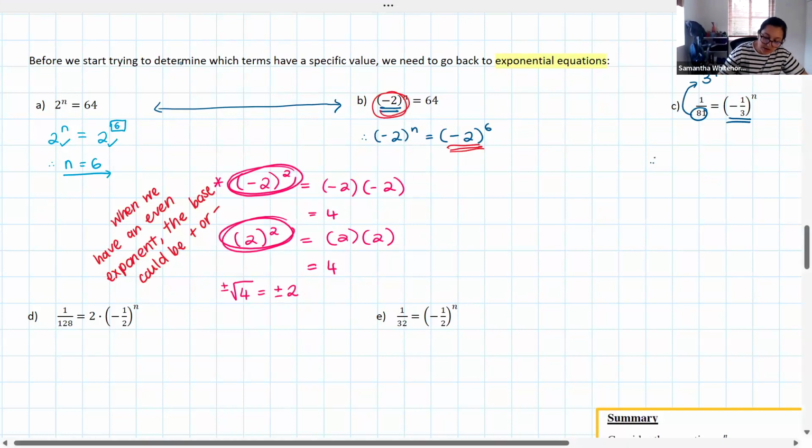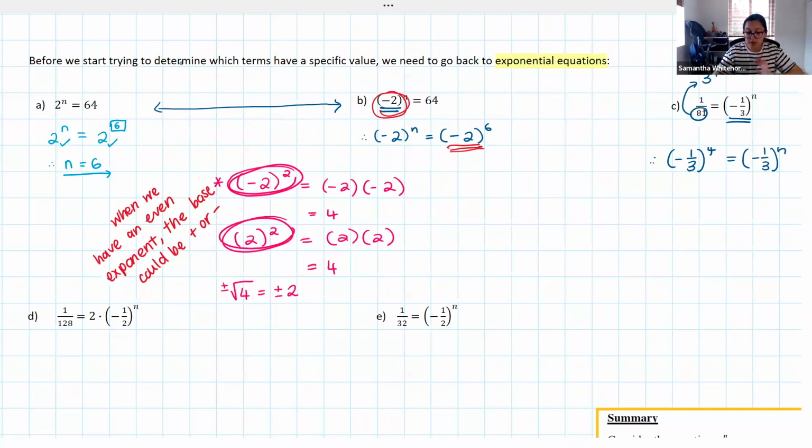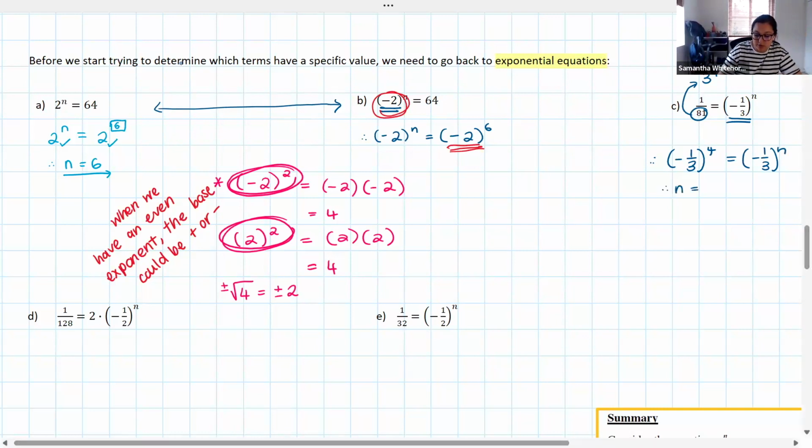And so what that means is I could actually just have -1/3 to the power of 4 is equal to -1/3 to the power n. Because remember, the goal is to make the bases the same so that we can work with the exponents. This -1/3 to the power of 4 still gives me 1/81. Yes, it's negative, but because I'm saying a negative times a negative times a negative times a negative, I end up with a positive fraction in any case. So there's nothing wrong with that. And so we're able to then solve that n is equal to 4.